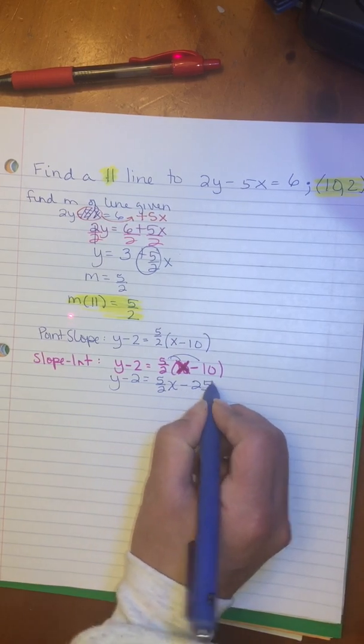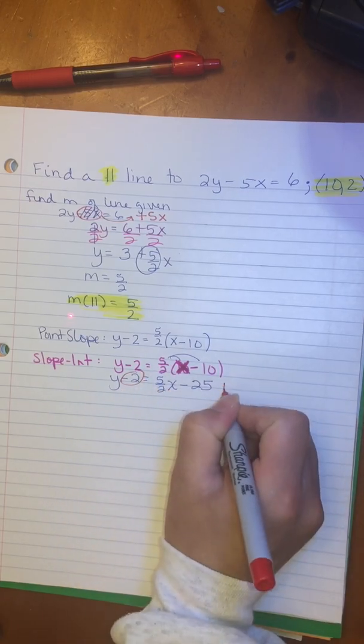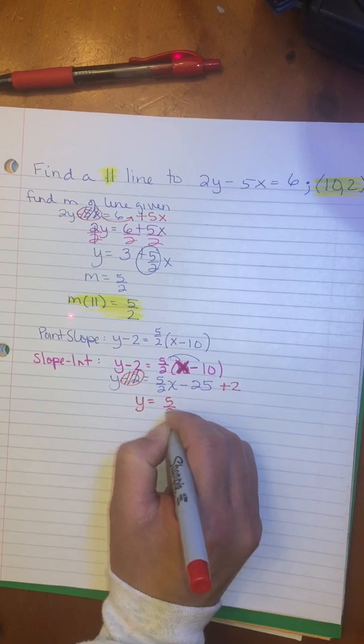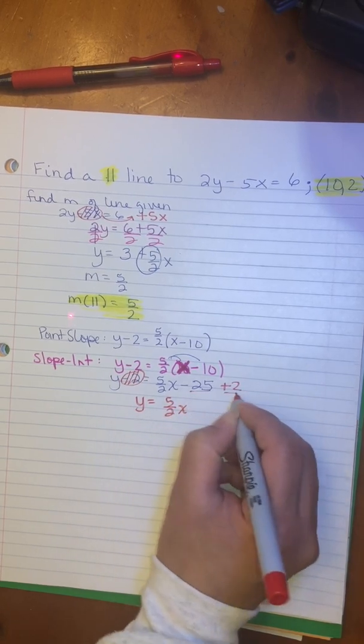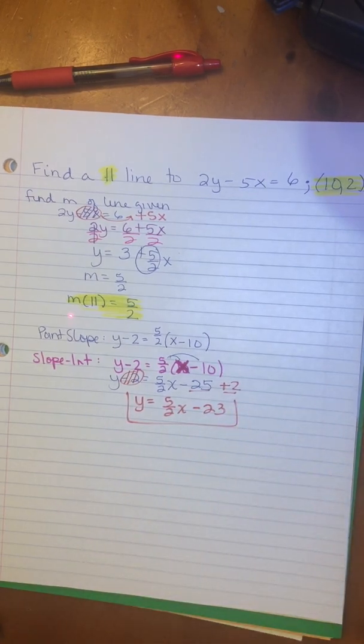is -25. And then last but not least, move this guy over by doing the opposite sign. So you'll have y equals 5/2 x, -25 and +2 is -23. This will be the answer.